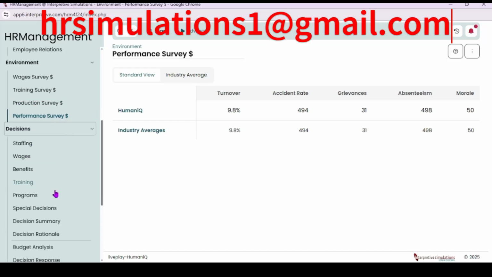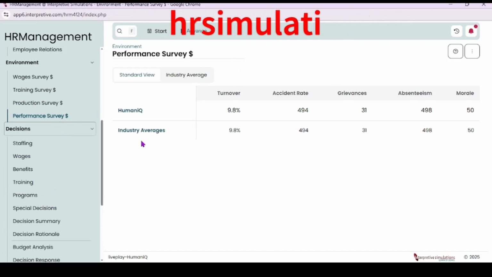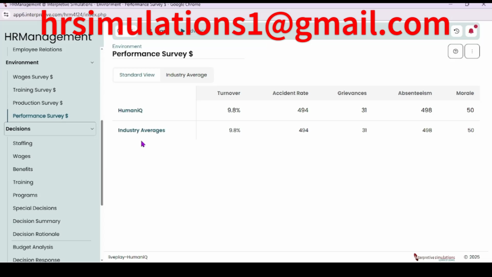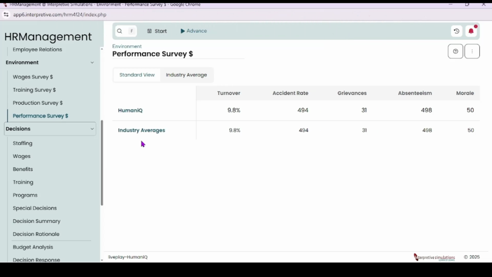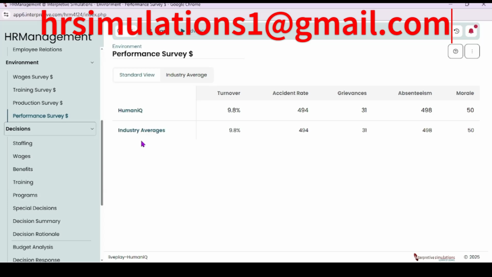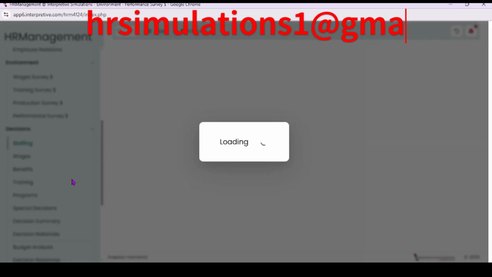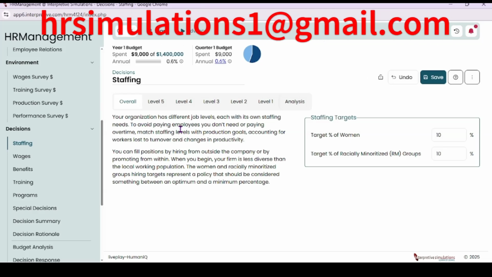So for me, after going through the report keenly, I decided to come up with these decisions for round one. Remember, we're going to make decisions together for decision one. So we shall start with the first part, which is staffing.